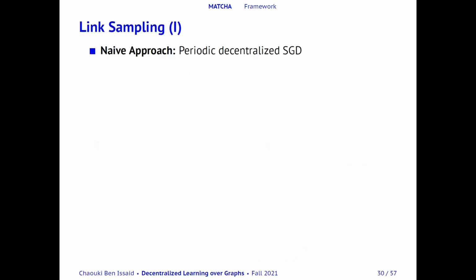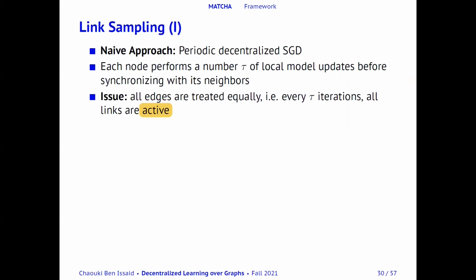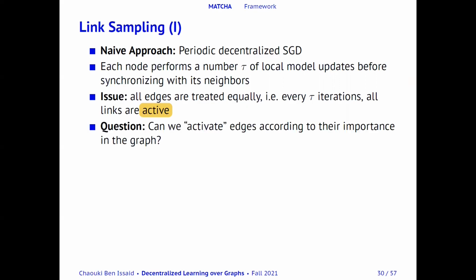A naive way to reduce the communication time is to use periodic decentralized SGD. In this case, each node performs locally a number of tau model updates before synchronizing with its neighbors. However, this way of performing updates treats all links equally, since after every tau iterations, all edges are active. So the question that arises here is, can we activate edges according to their importance in the graph?